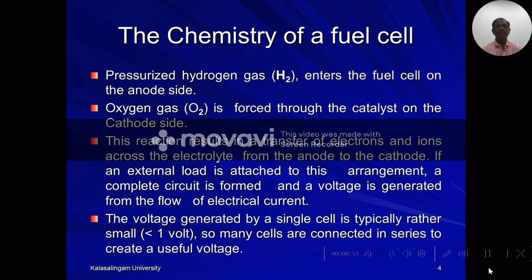The chemistry of a fuel cell. Pressurized hydrogen gas enters the fuel cell on the anode side. Oxygen gas is forced through the catalyst on the cathode side. This reaction results in a transfer of electrons and ions across the electrolyte from the anode to the cathode.